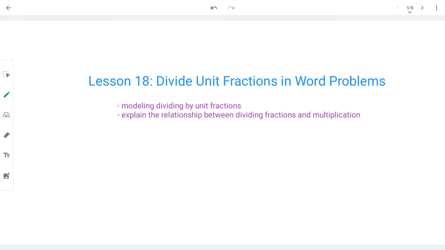Lesson 18. Divide unit fractions and word problems. In this lesson, we'll be modeling dividing by unit fractions and explaining the relationship between dividing fractions and multiplication.